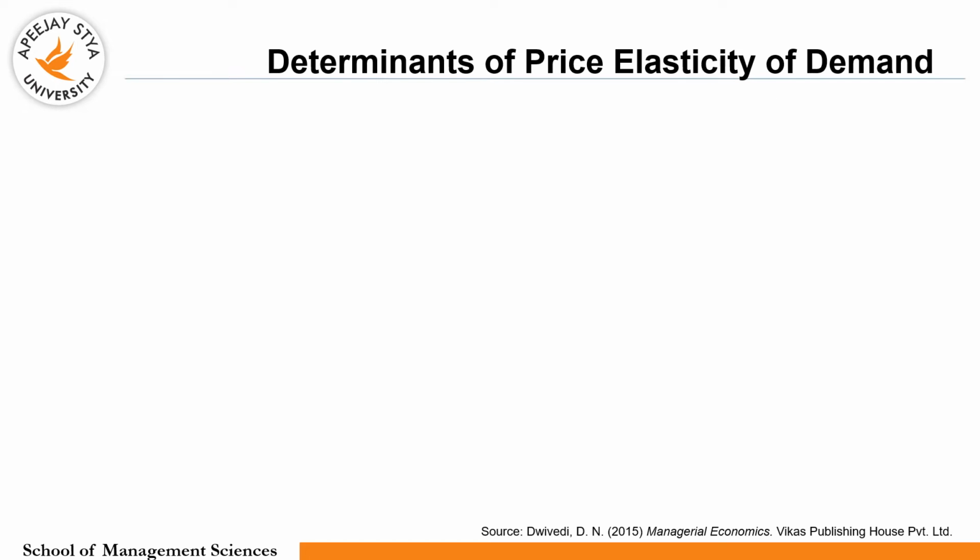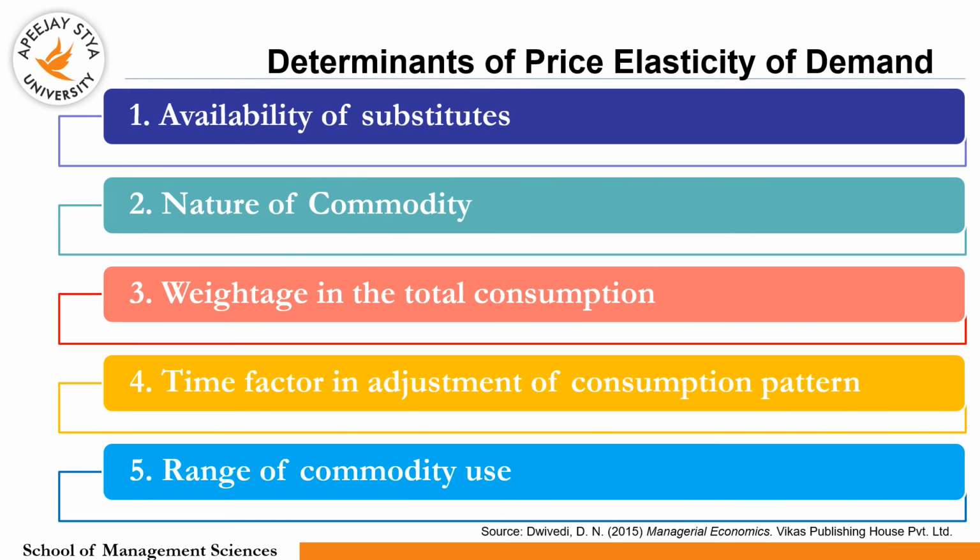Let us now understand what are the determinants of price elasticity of demand, or what are the factors which will affect the price elasticity of demand, which will decide whether the elasticity will be high or low. These determinants are availability of substitutes, nature of commodity, weightage in the total consumption, time factor in adjustment of consumption pattern, and the range of commodity uses. So let us now understand these determinants.